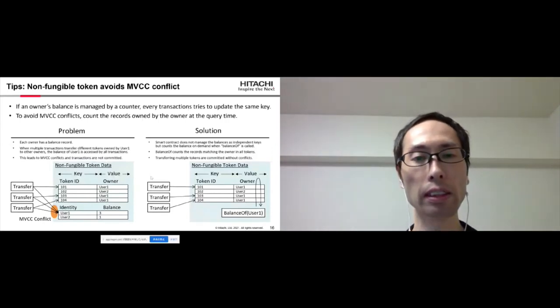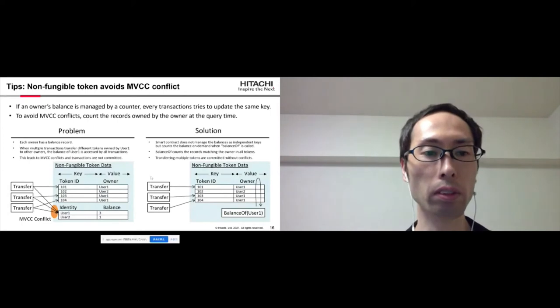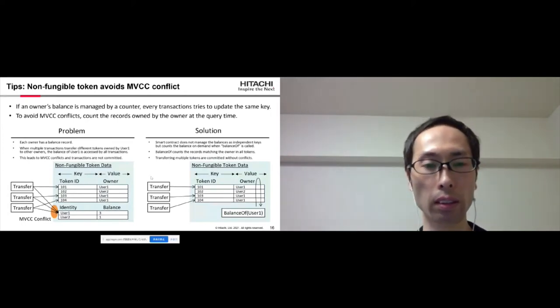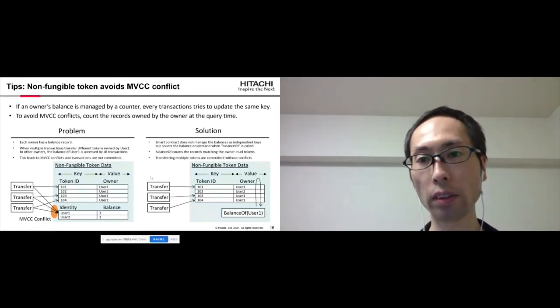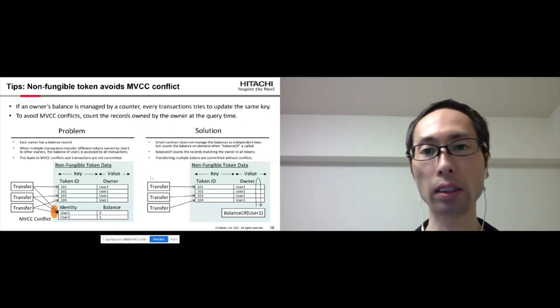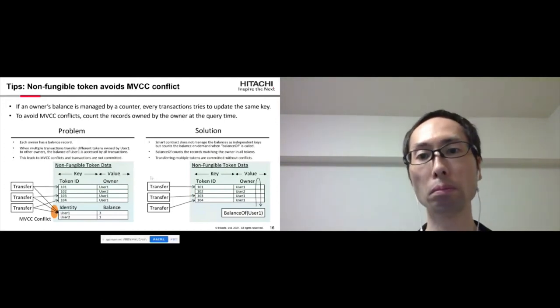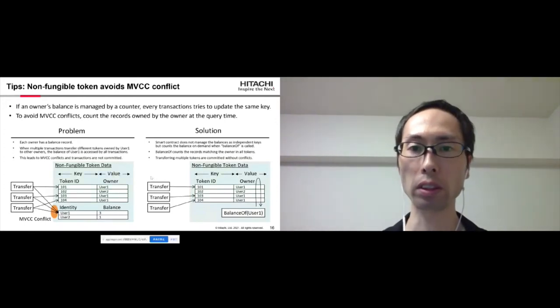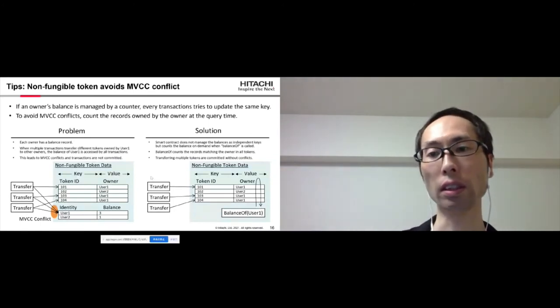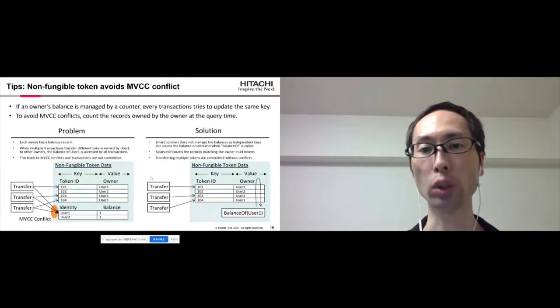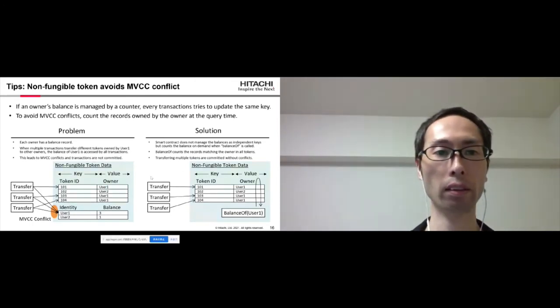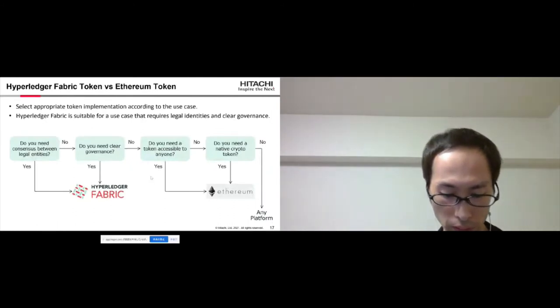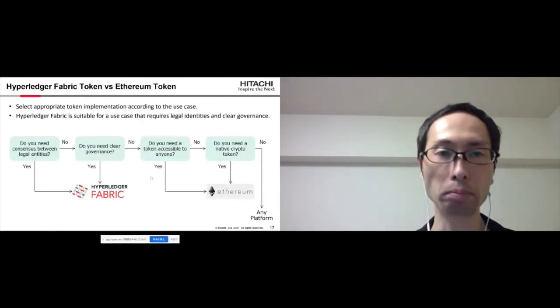So to avoid the issue, we removed user account records. So instead of having independent keys, we count the balance at query time. So when balanceOf is called, tokens are searched and it returns the number of tokens owned by each owner. So this is a reference implementation.